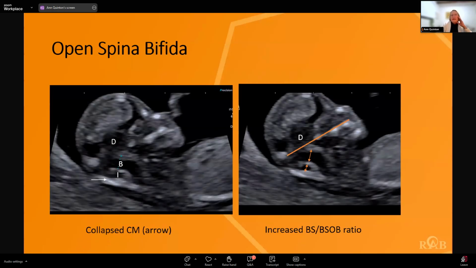Just another case. This spina bifida case was detected in the first trimester. These are beautiful images. So again, we've got a sagittal, we've got the cranium forming here. We can see a nasal bone. We can see the maxilla here. And then here is the diencephalon, and D, B, that's the brainstem.